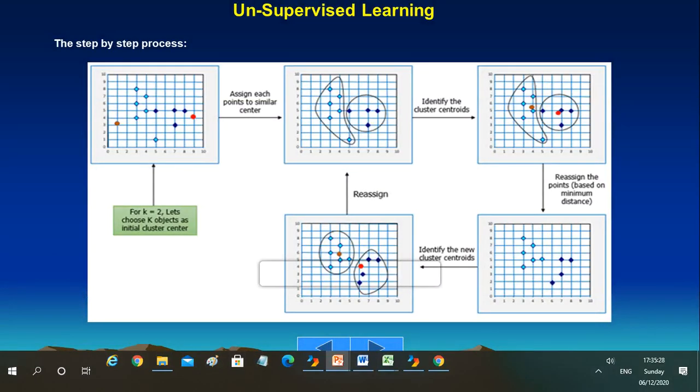Step by step, if you see, there are so many data points. In the second picture you can divide them and create two subsets. Then identify the cluster centroid. See the red point that you are seeing in the third picture, that is the centroid. Then in the fourth you reorganize it, reassigning the points based on that centroid. Then in the last, the fifth picture, you get a different set of clusters, with the centroids also in red color.